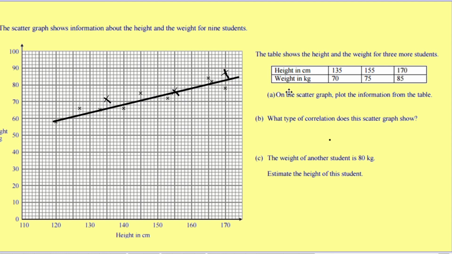Okay, we've got my line of best fit. What correlation? Well, the line is sloping upwards, so it's positive. And then we can use our line of best fit to answer part C. The weight of another student is 80 kg. Estimate the height of the student.